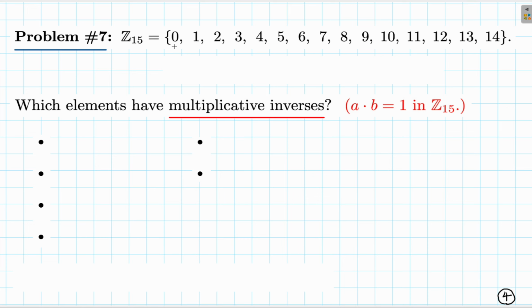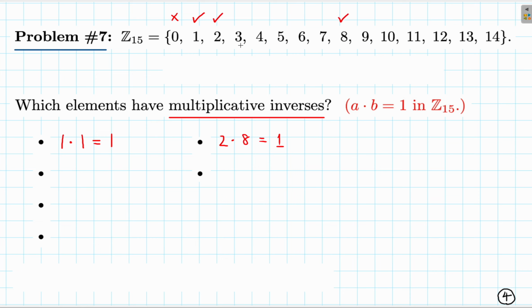Now first, 0. 0 times anything is 0. So we'll never get 0 times another element equals 1. So 0's out. What about 1? Well, 1 times 1 is equal to 1. So 1 is its own inverse. So we're good to go with 1. What about 2? Well, 2 times 8 is equal to 1 in Z15, because 2 times 8 is 16, which is 1 more than 15. So we can put checks next to 2 and 8.